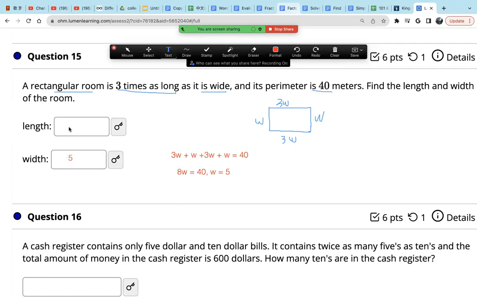Then the length is 3 times as long. So 3 times 5, that's 15. Oops, that's 15 meters.